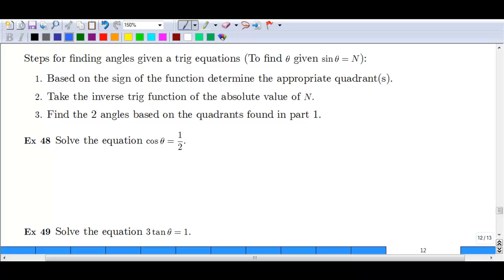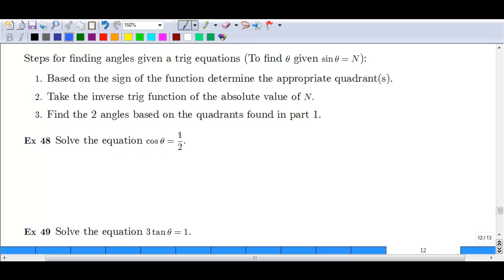This is the second lesson for section 13.5, which discussed inverse trig functions. This one is going to look at finding angles and solving equations using inverse trig functions. So again, we need to make sure that we pay attention to the sign of the original trig function to figure out which quadrants we need to be in. We're going to take the inverse trig function of the absolute value of n, and then we're going to find the two angles based on that quadrant.